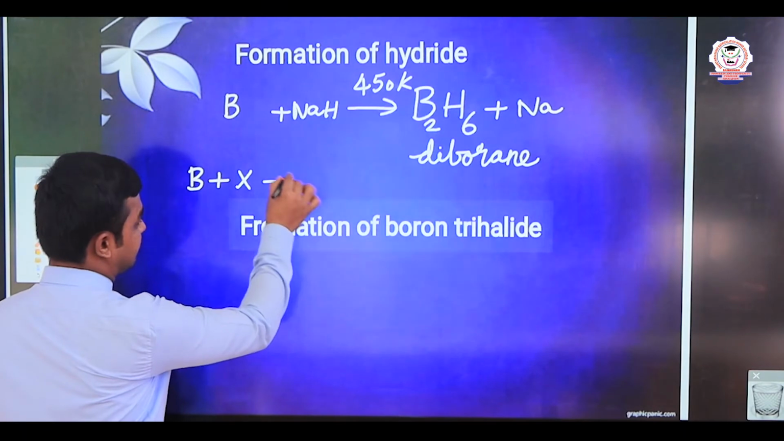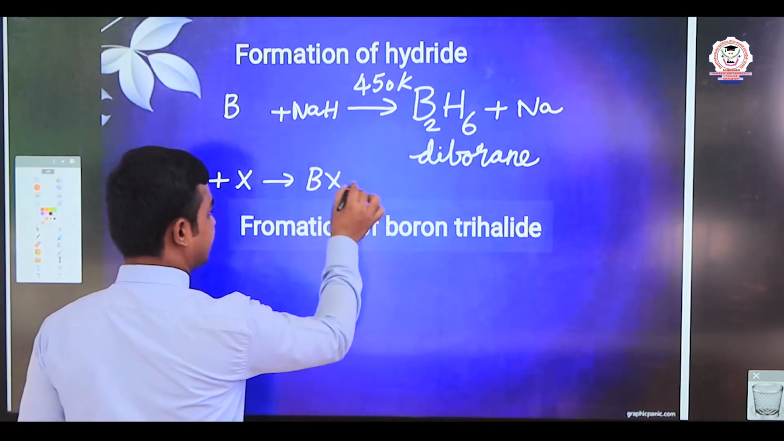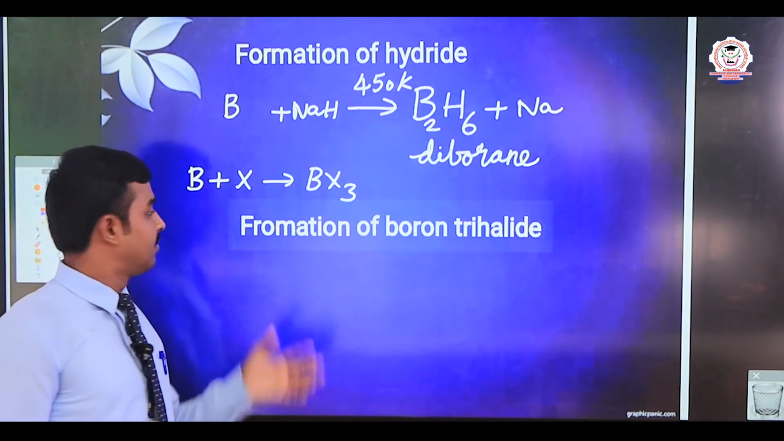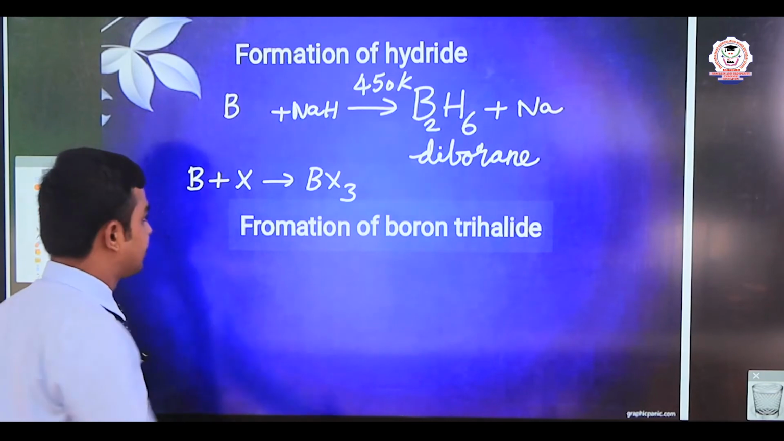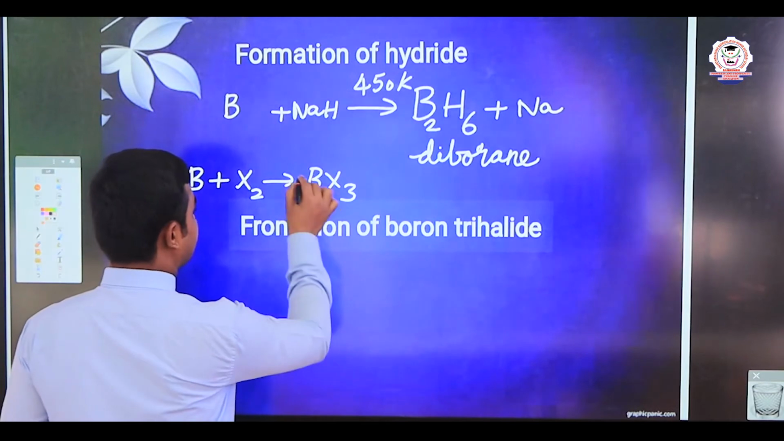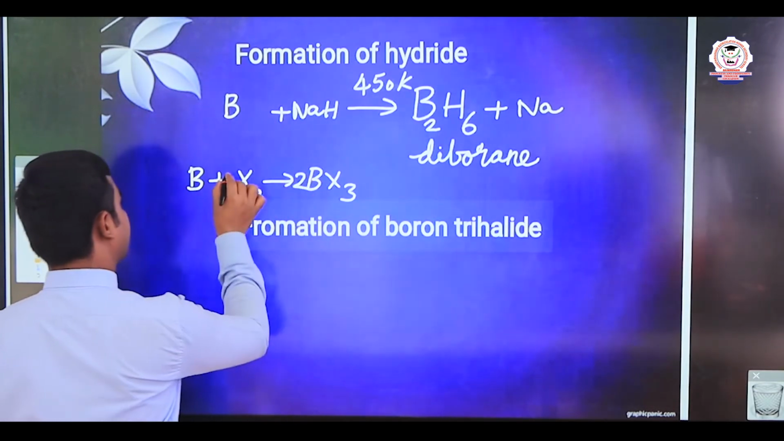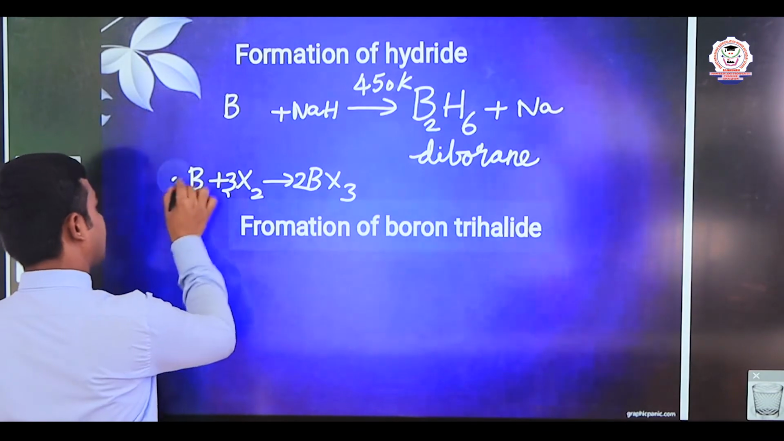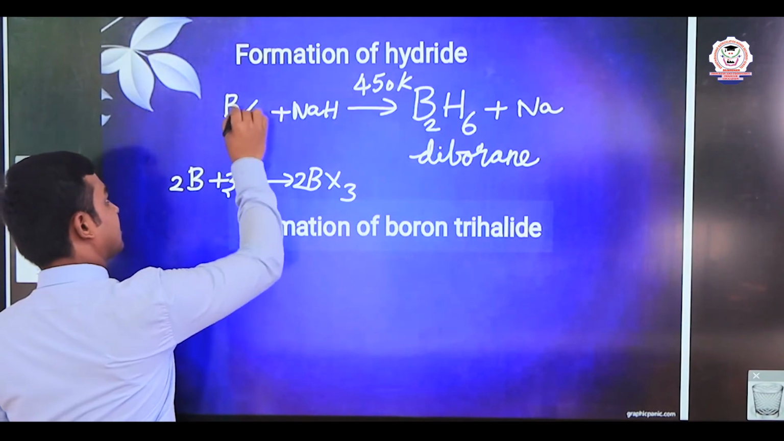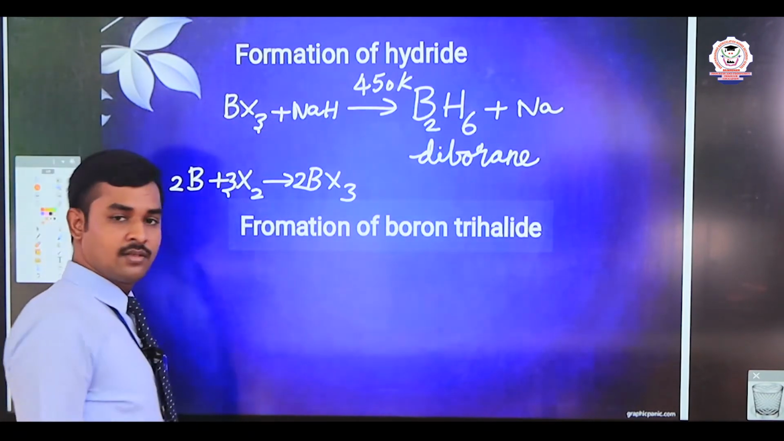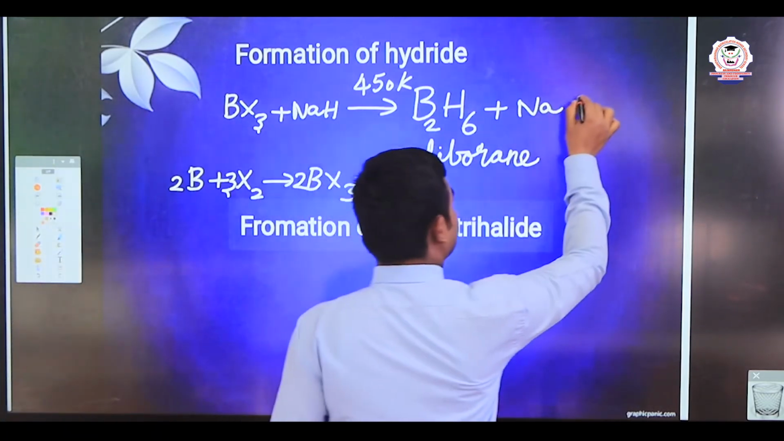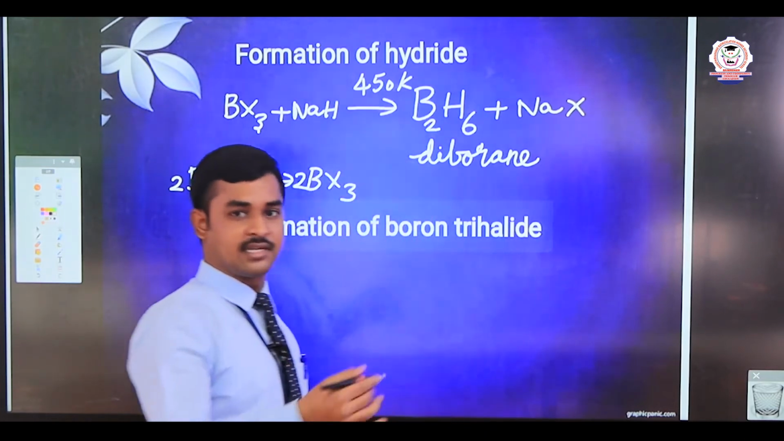Boron when combined with the halogen can form boron trihalides, BX3. Generally halogen atoms fluorine, chlorine, bromine, iodine will be present as double atoms. So X2, it may be Cl2. So we balance the equation by 2BX3 formed by 3X2 reacting with 2 borons. This boron trihalide is taken for this reaction, BX3. So the 3 halogens are removed with the sodium as NaX. It may be NaCl like that.